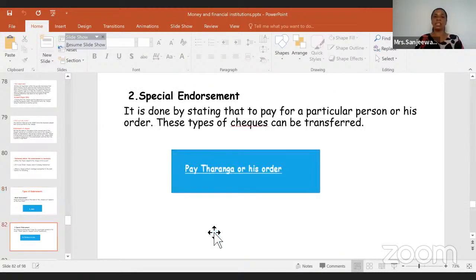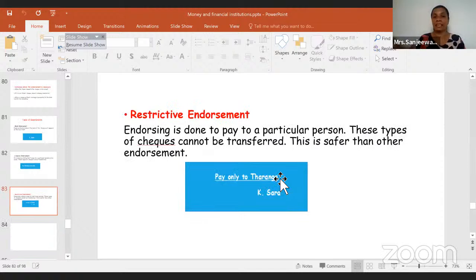Then special endorsement. So what is special endorsement? It is done by stating to pay a particular person or his order, right? So these types of checks can be transferred. Here, this is what they have written on the reverse side: Pay Taranga or his order. Okay, that's special endorsement.